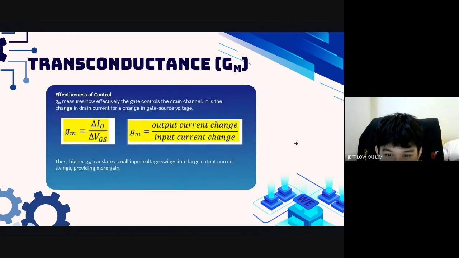Next. The other major factor is input impedance, Zin. Because the gate draws practically no current, the input impedance is extremely high. JFET sits around 10^9 ohms, while MOSFET exceeds 10^12. This ensures the FET doesn't pull current or load the preceding stage of a circuit, preventing signal integrity loss.